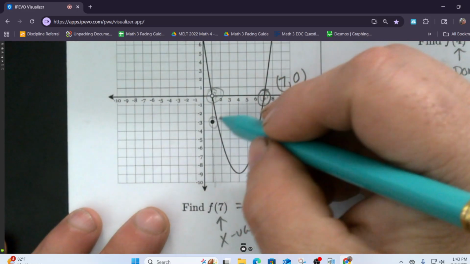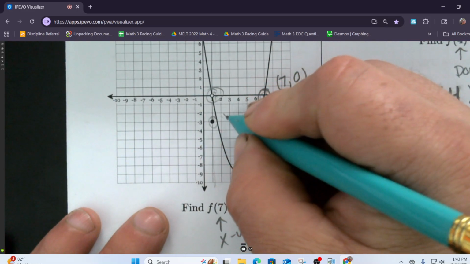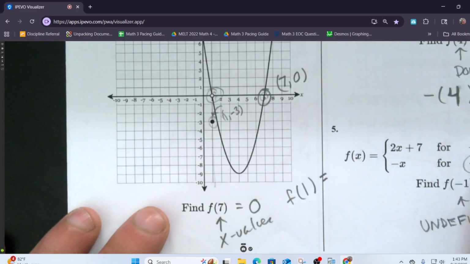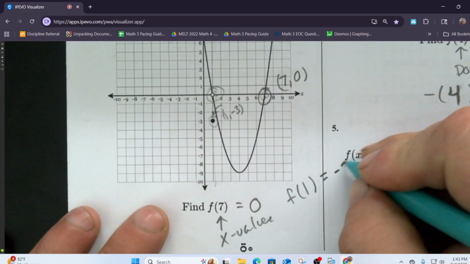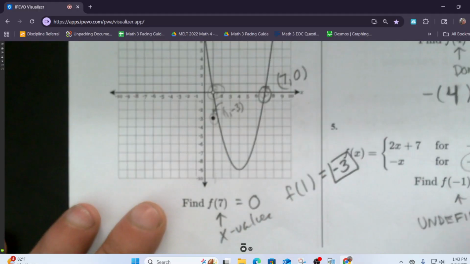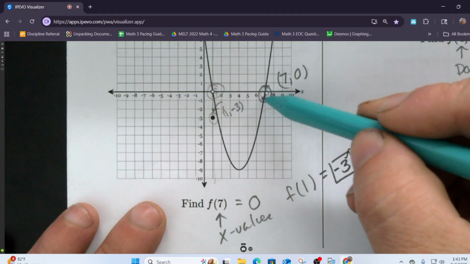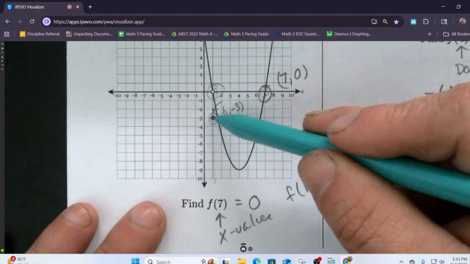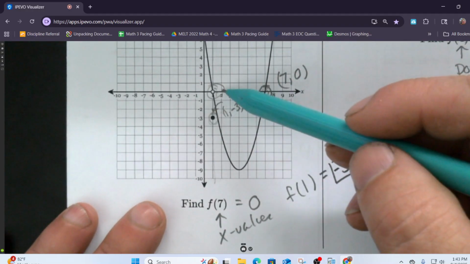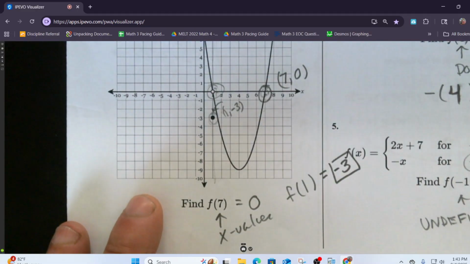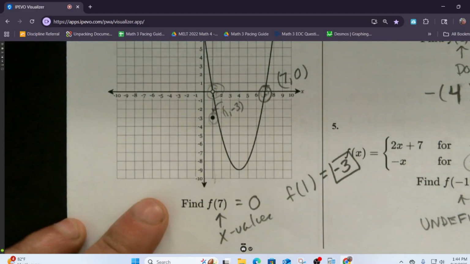So the answer here would be that coordinate right there, which is 1, -3. So the answer there would be -3. So it could be defined on the function. It could be defined by a black dot. If you have an open circle or it doesn't have a graph, then it's undefined at that x value.